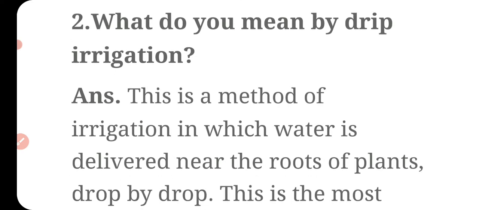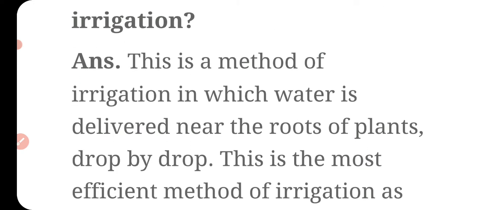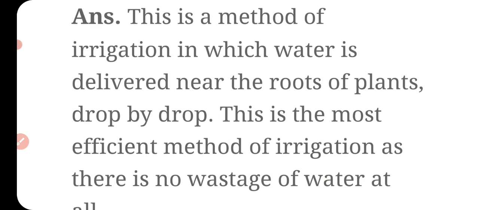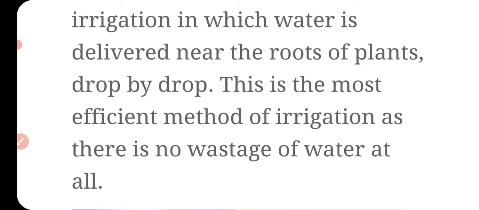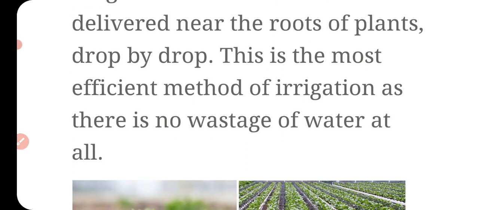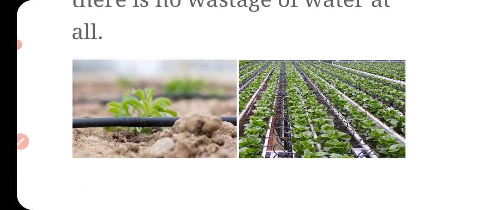Now the second question is, what do you mean by drip irrigation? Drip irrigation is a method of irrigation in which water is delivered near the roots of the plants drop by drop. This is the most efficient method of irrigation as there is no wastage of water at all. You can see in this picture there is a network of pipes, and by those pipes the water is given to the plants at their roots, drop by drop.